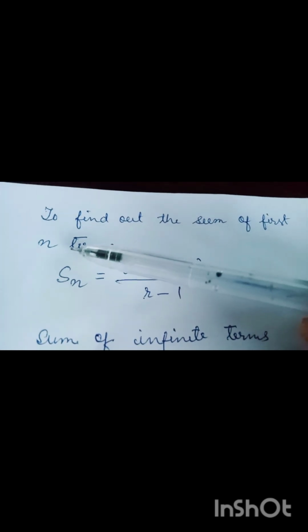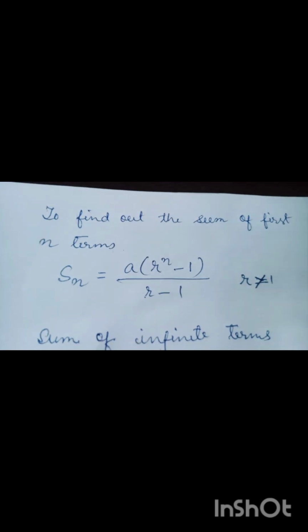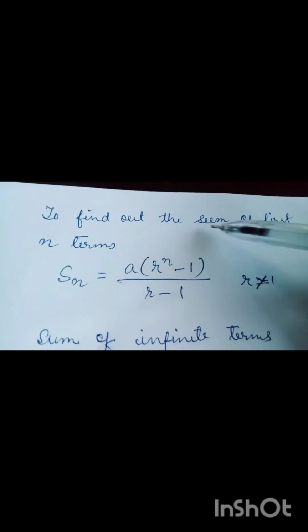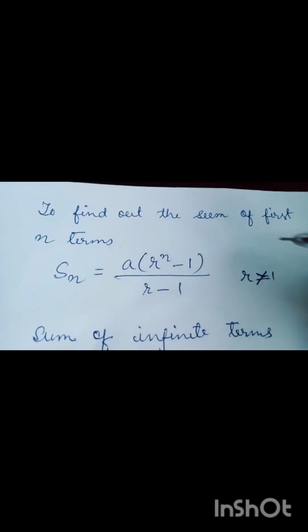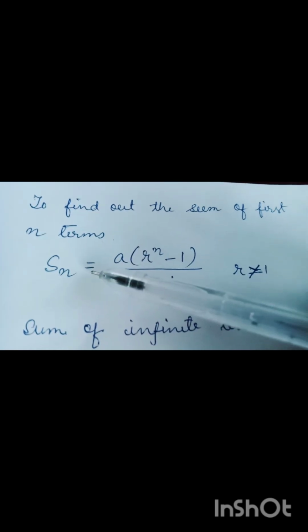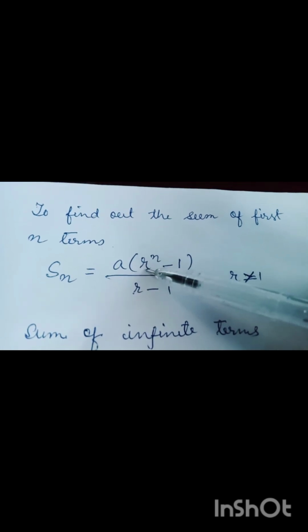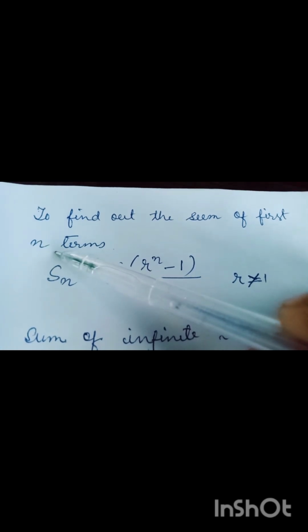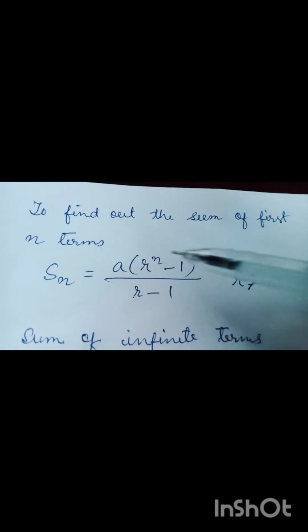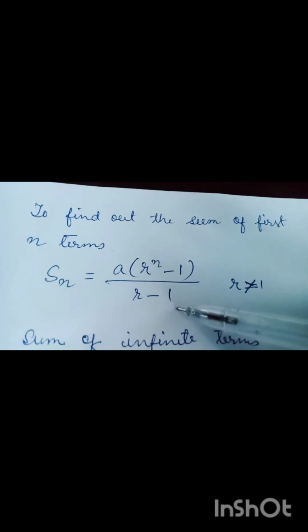I am writing here for n terms. N values may vary from 1 or 2 to any value. So if we are asked to first find out the sum of first n terms, then we will use this formula. Sum of n terms is equal to a, the first term of the sequence, times r, the common ratio, to the power n, as we are asked to find n terms, minus 1, divided by r minus 1.